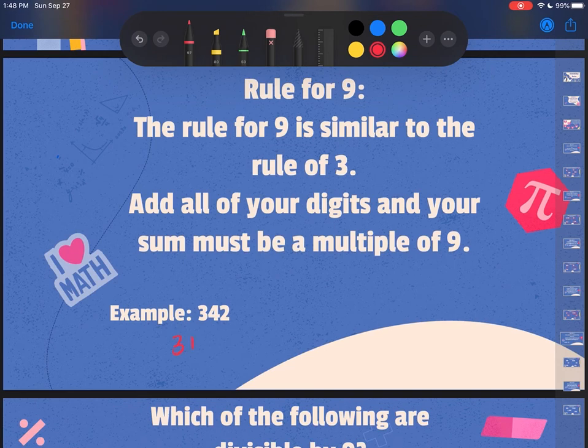I've got 3 plus 4 plus 2 for 342. Well, 3 plus 4 is 7, plus 2 is 9. Well, if I skip count by 9, 9 is the first number I run into, right? So 9 is a multiple of 9, which means 342 is divisible by 9. Also, fun fact, if it is divisible by 9, it's also always going to be divisible by 3.